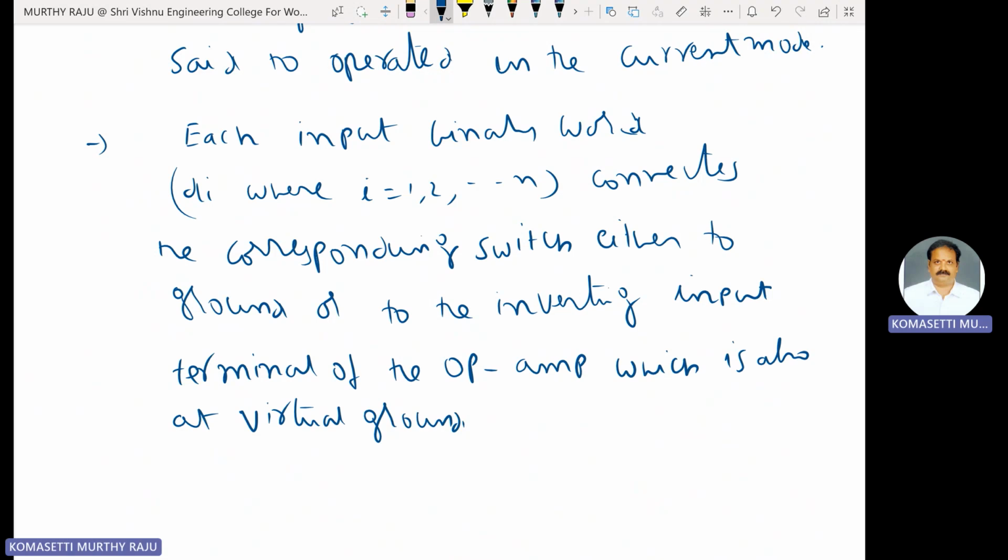Since both the terminals of switches DI are at ground potential, the current flowing in these resistances is constant and independent of switch position, that is, independent of the input binary word. That is a very, very important point here.